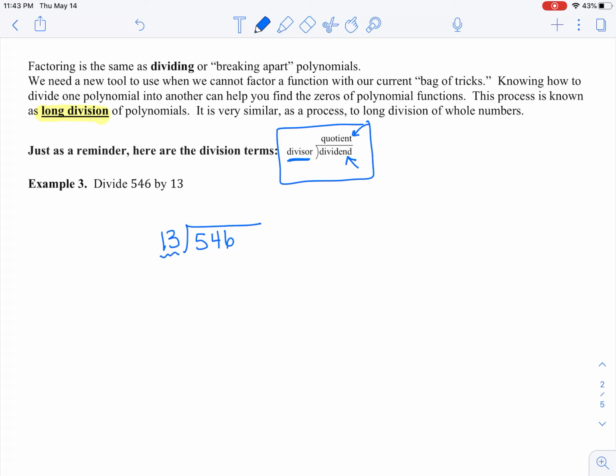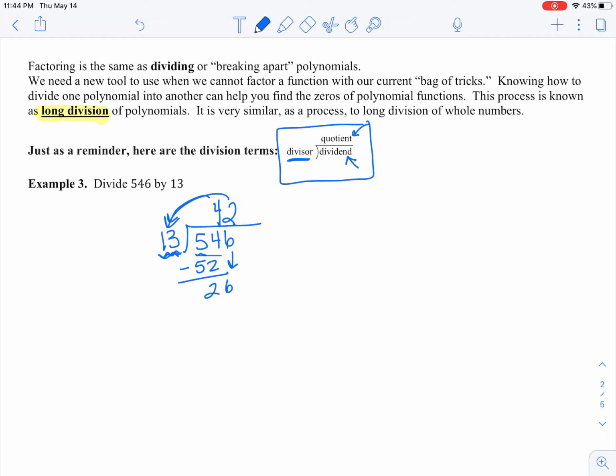And then we can start our process to come up with our quotient. And so we would say, okay, 13 goes into 5. Oh, it doesn't go into 5, so now we need to go to 54. And 13 goes into 54 4 times. And then I multiply down. 4 times 13 is 52. And then I subtract. So 54 minus 52 is 2. And then I would say 13 goes into 2. Oh, it doesn't go into 2, so I would bring down my 6. And then I would say 13 goes into 26 2 times.